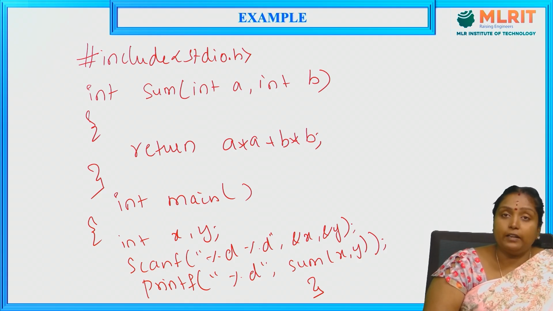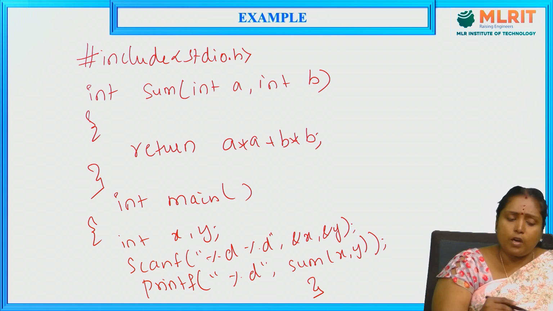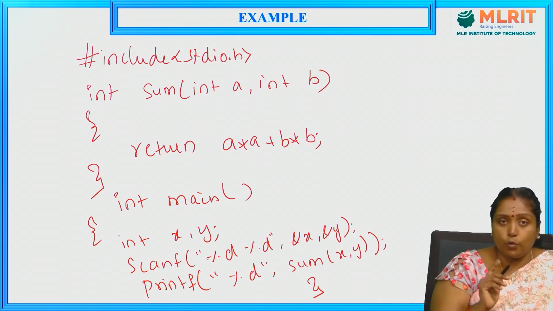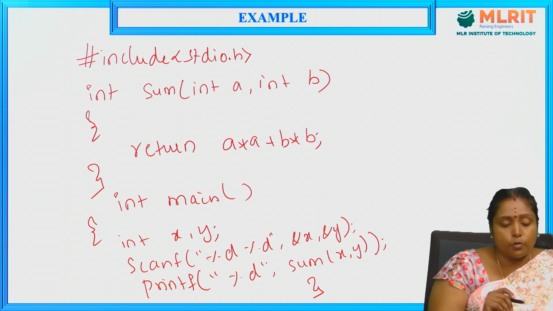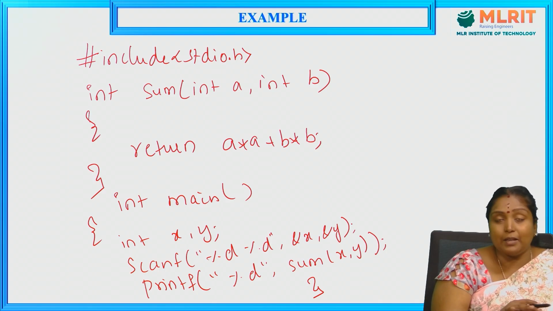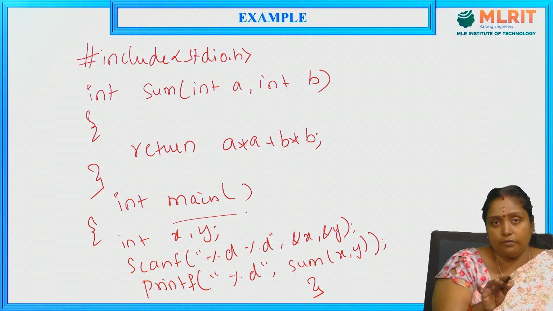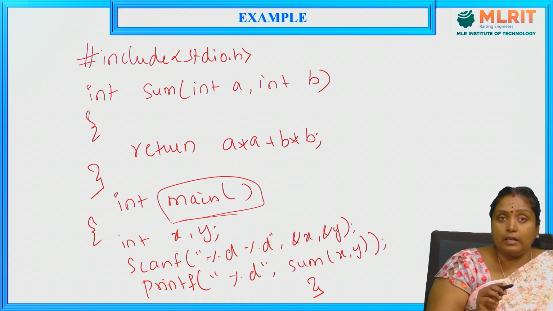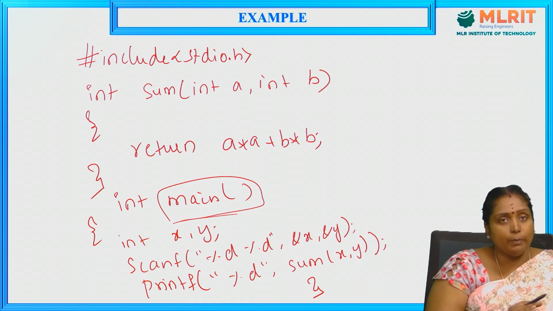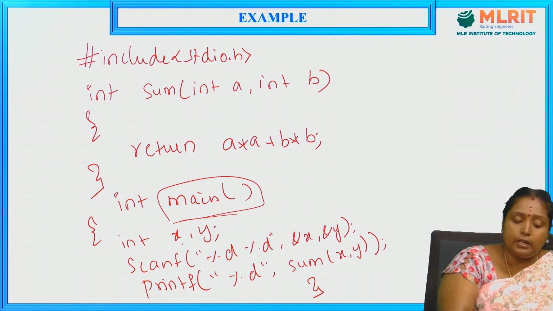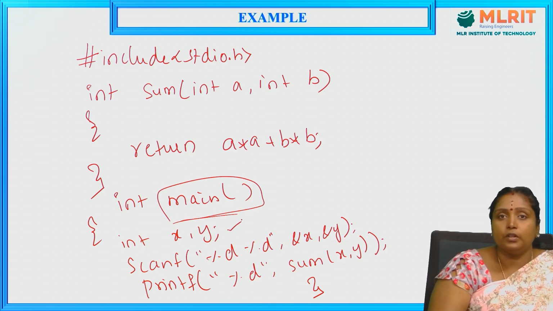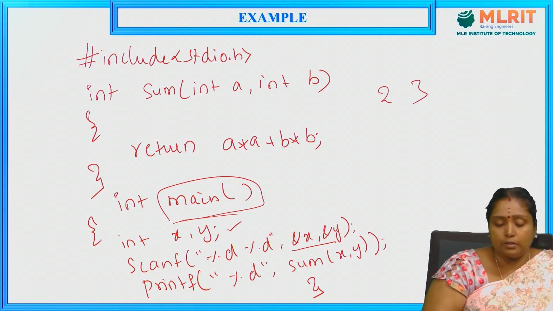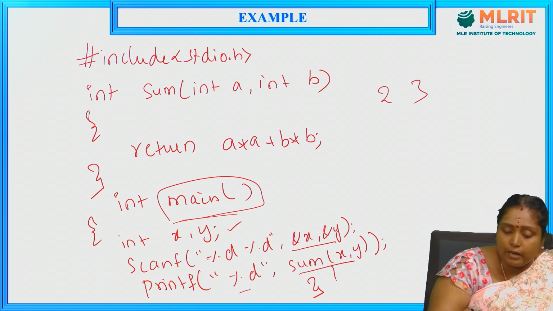So whatever the two values you are providing, how many functions can there be? n number of functions. But there should be only one main function in C programming, as well as in any type of programming language. The execution always starts from the main function only. We are reading two values, x and y, using scanf. If I'm giving 2 and 3 as the two values, here this is a function call.